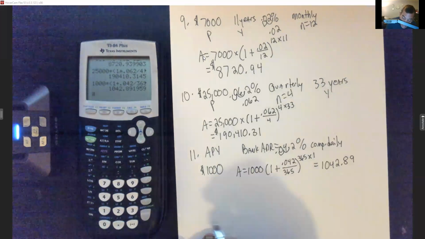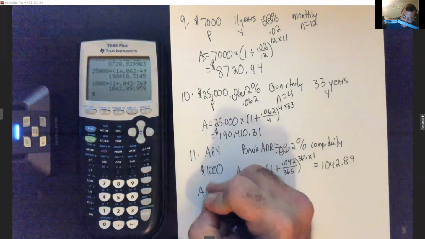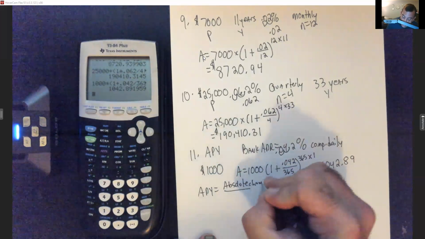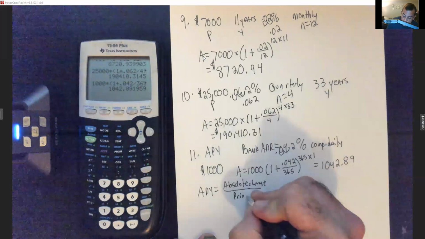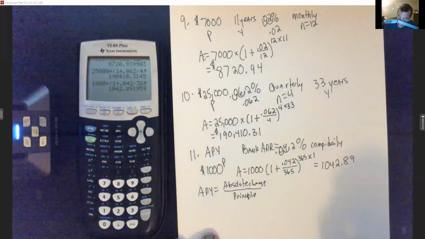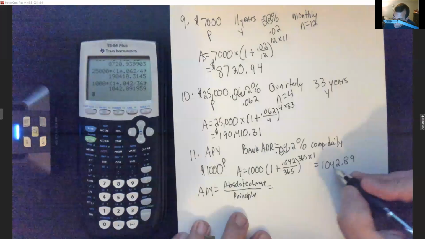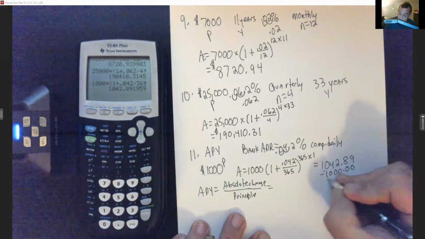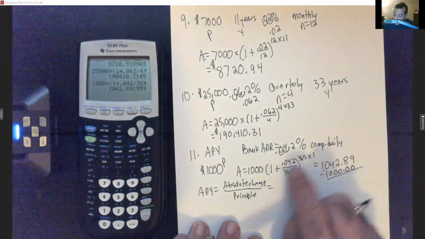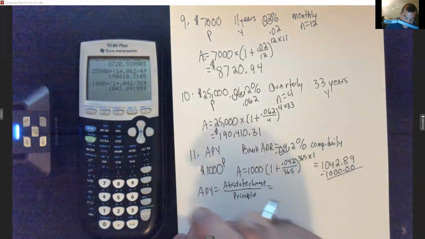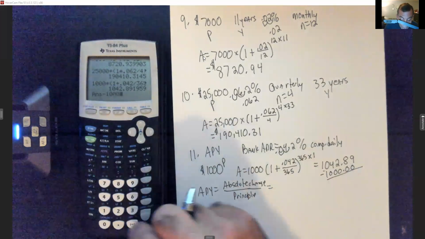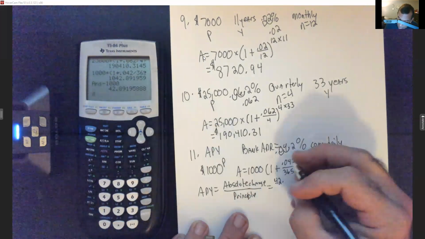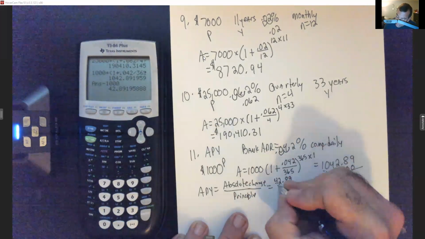So to find, remember my APY formula was my absolute change over my principal. Well, my principal was that $1,000 I started with. My absolute change is going to be this 1,042.89 minus my starting amount, which was the $1,000. So you see what you made for the year, subtract that 1,000. So you subtract 1,000 from that. I'm going to get what? $42. So the change up here is $42.89. So that's what this gave me.